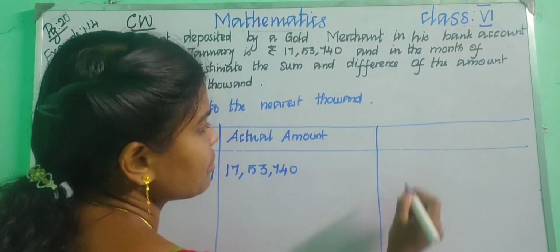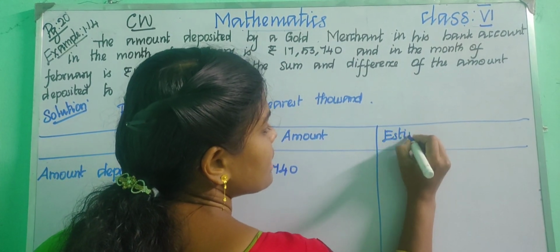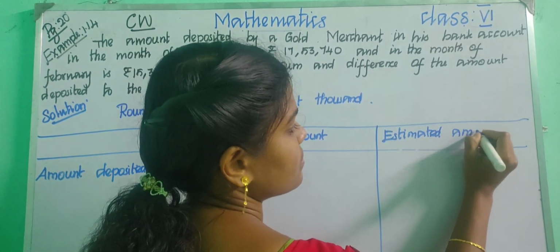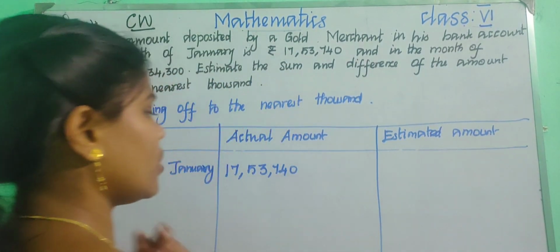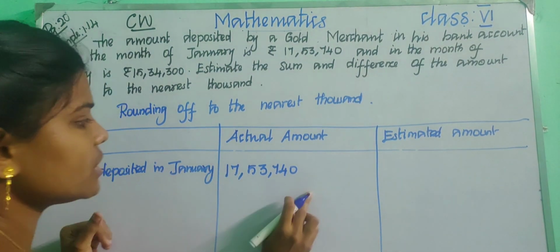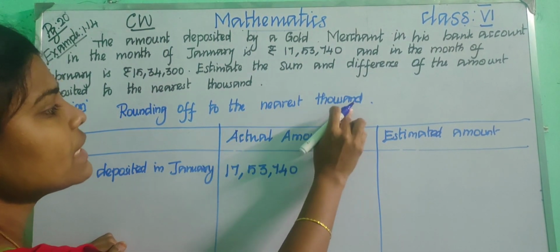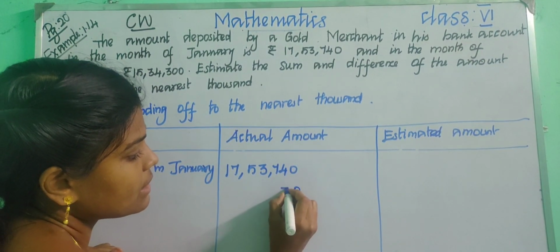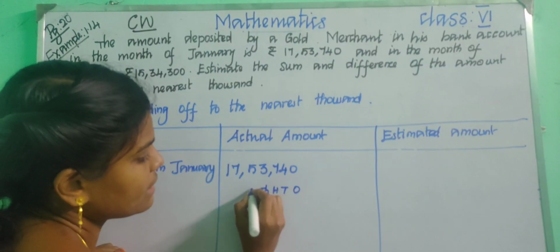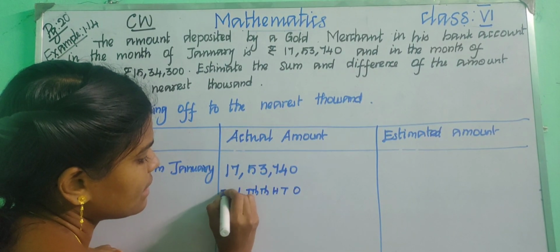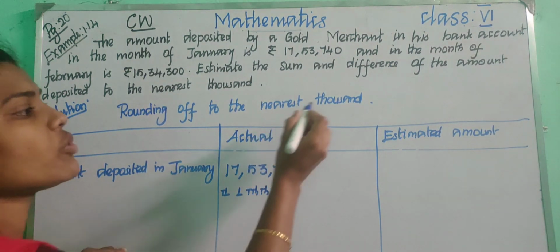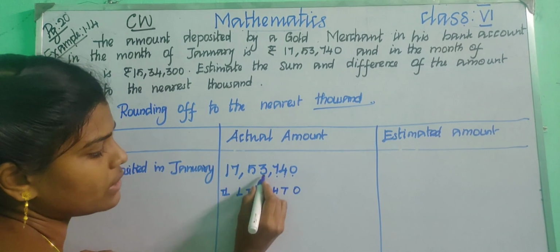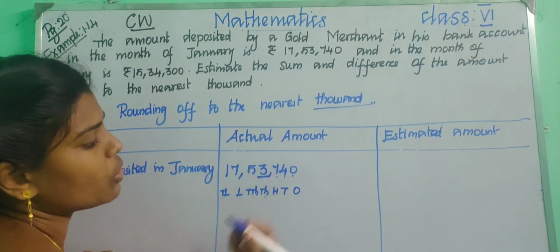And the next is estimated amount. Okay children, so what is the estimation of this? We need to round off to the nearest 1000, right? So let us write the place value here. It's ones, tens, hundreds, thousands, 10,000s, lakhs, 10 lakhs. So children, we are going to round off to the nearest 1000. So it is the thousands place. We are going to round off at this place.